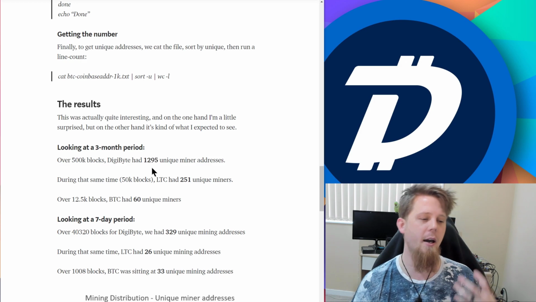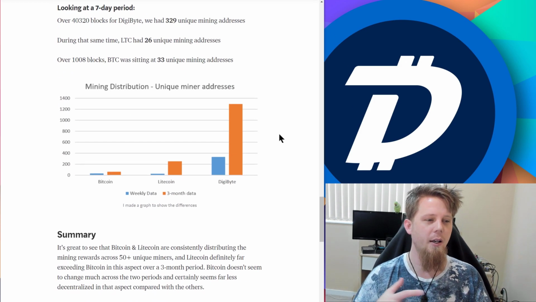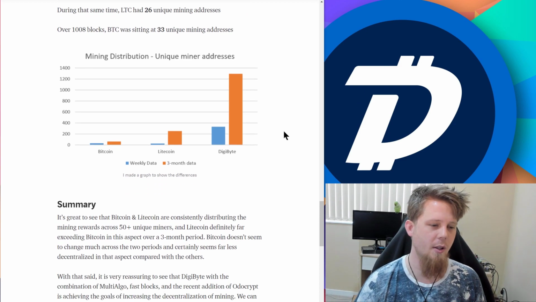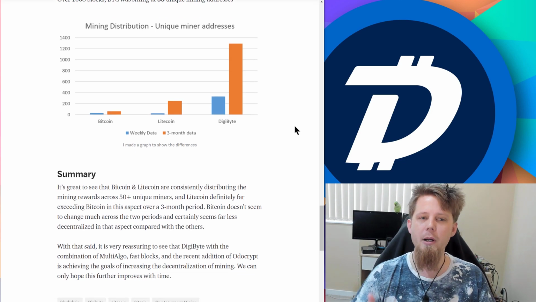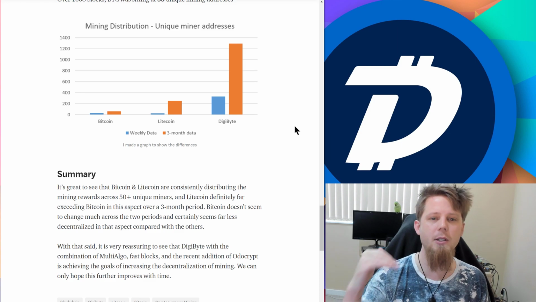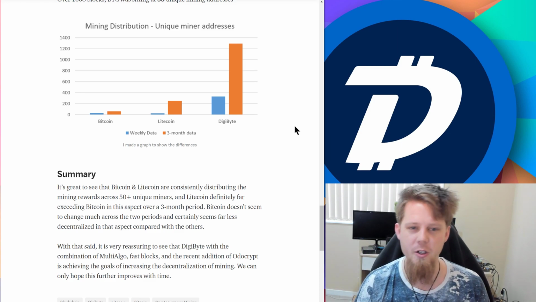Super glad to see that. Well done to all of the DigiByte miners. Anyway, here this is in a nice pretty graph form, just to show off the difference. Everybody quite highly regards Bitcoin and Litecoin as being decentralized. So if they have set the bar, then it's great to see just how far DigiByte has pushed it.